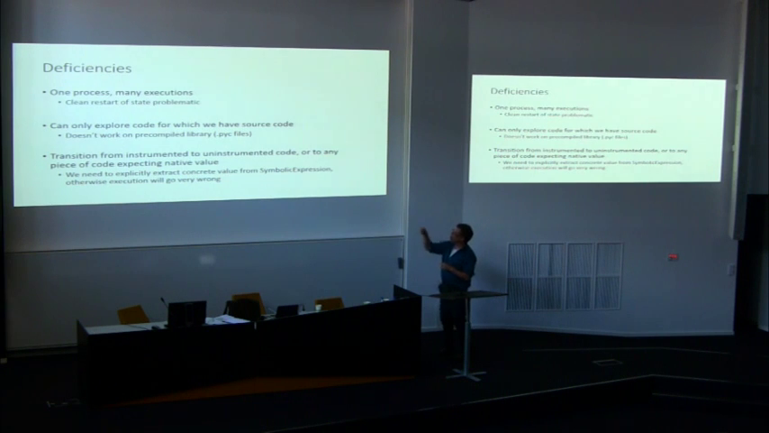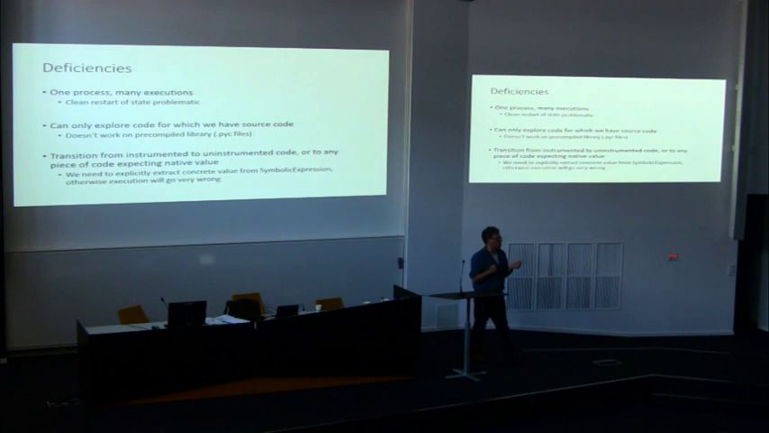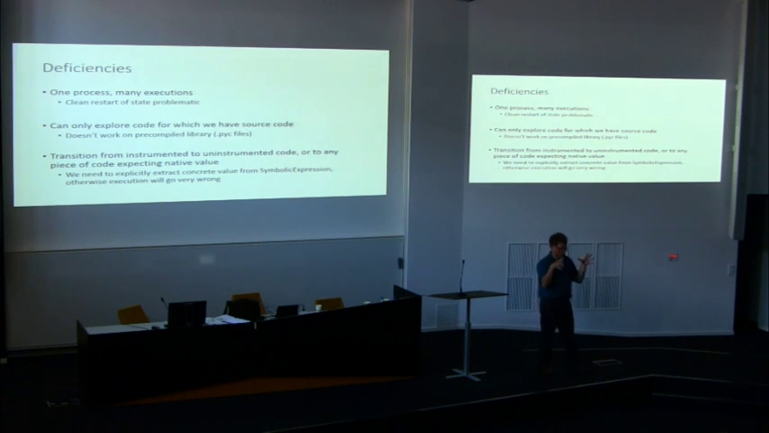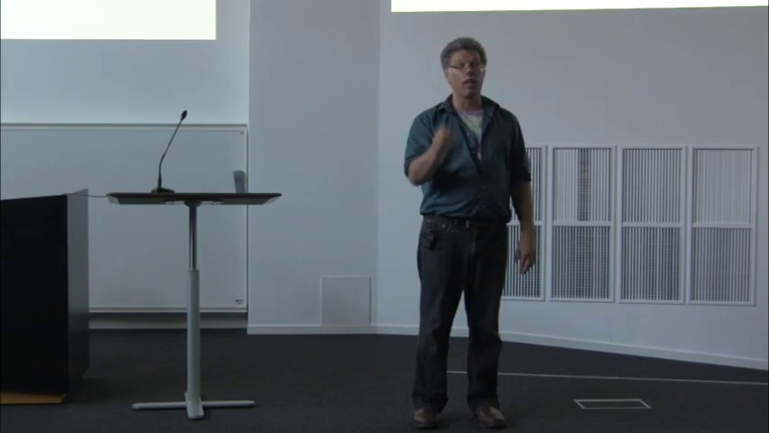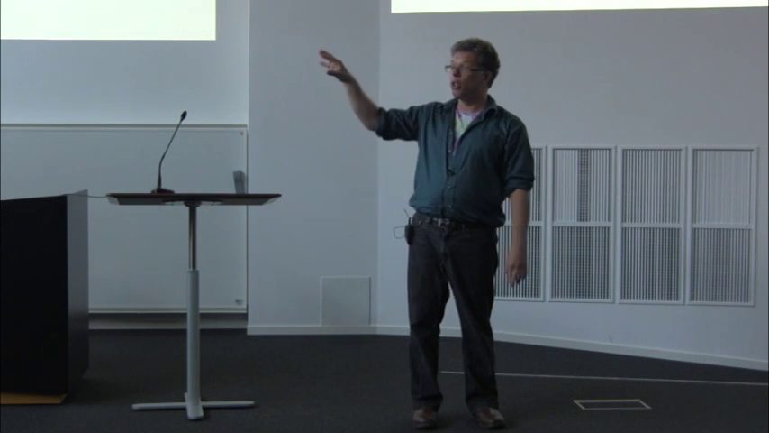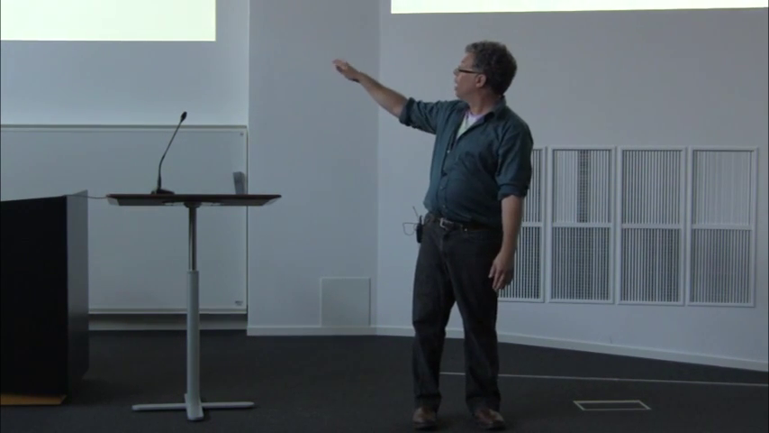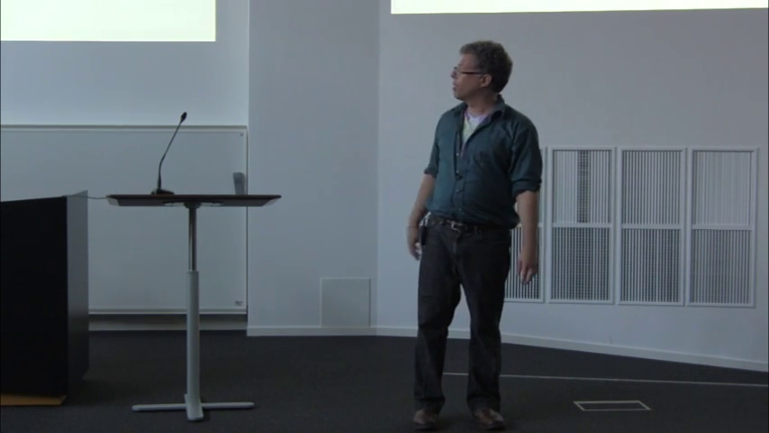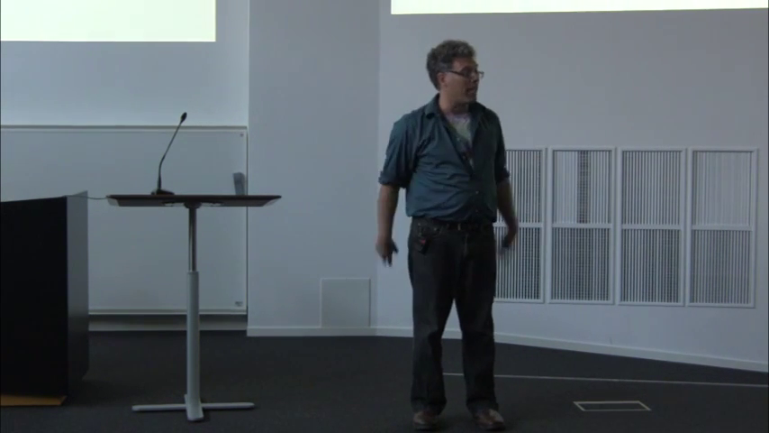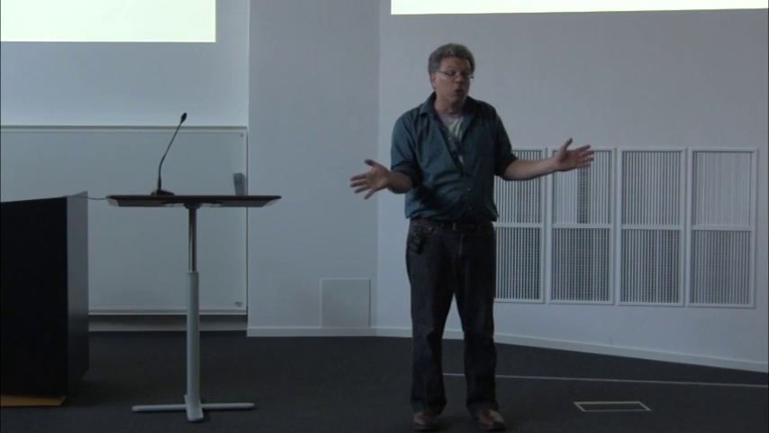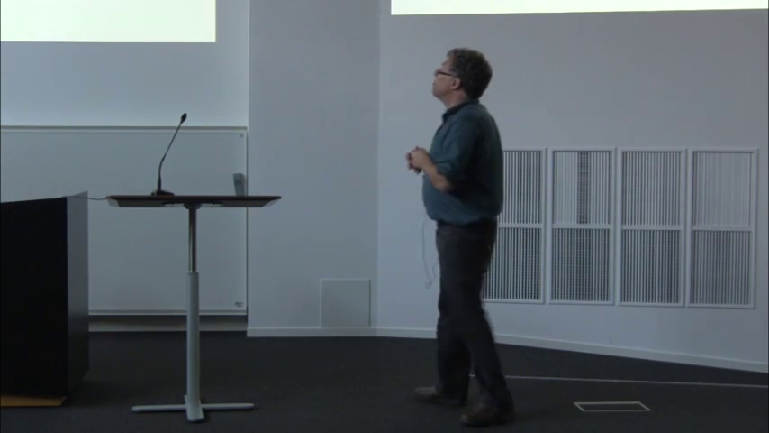So transition from the instrumented code to the uninstrumented code is always a problem when you're doing analysis. There's the code that you've specially analyzed, and then there's the other code. Dynamic symbolic execution, as we said, is great, because whenever you go into unknown code, you can concretize, but you have to concretize. So we need to explicitly extract the concrete value. Python will just happily execute it, no problem. It just will do very unexpected things.